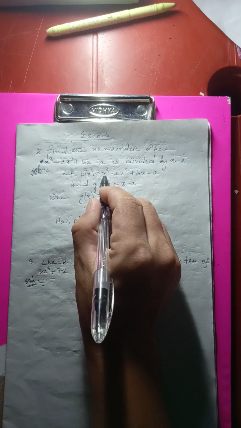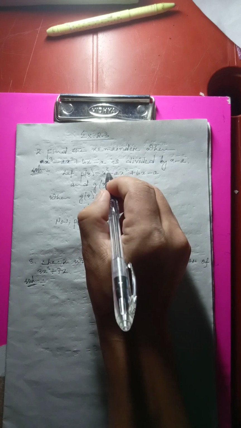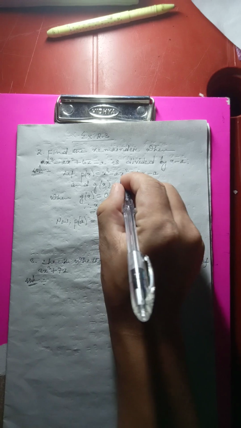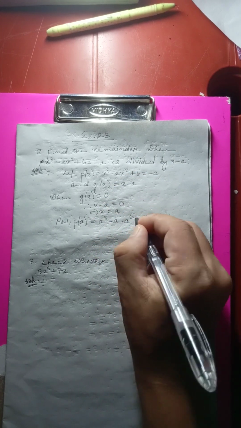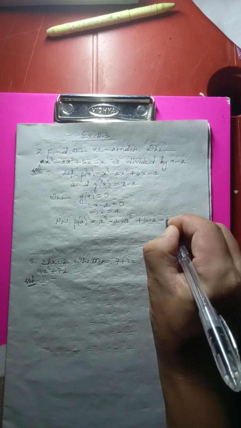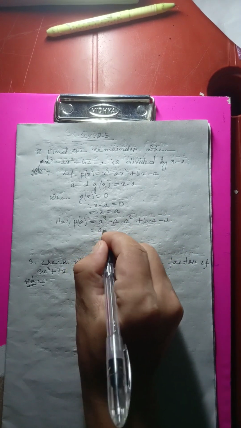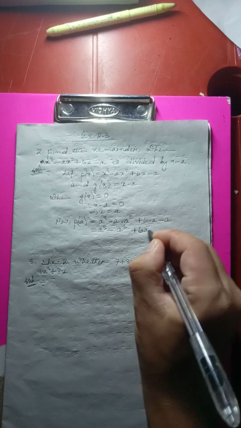Now we have to put the value of x, which is a, in the polynomial. Whatever power x has, just put it as it is. So it will be a cube minus a times a square plus 6a minus a. If you multiply a into a squared, that will give you a cube. 6 into a will give you 6a, minus a.